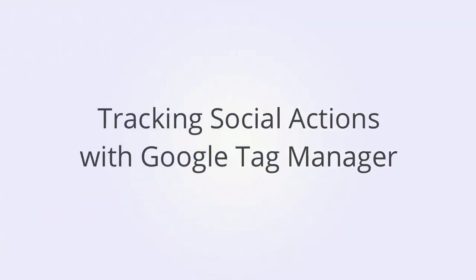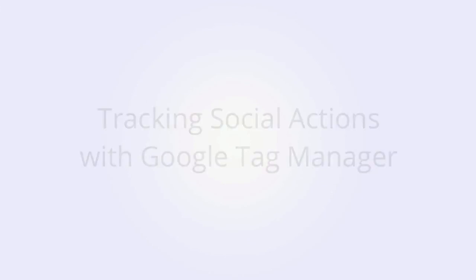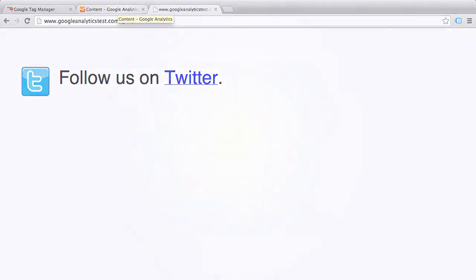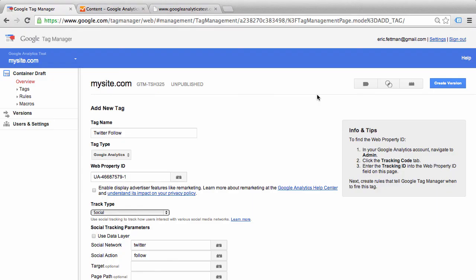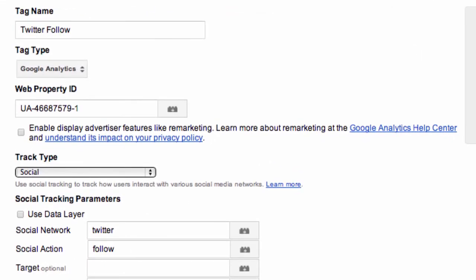Social tracking is a special form of event tracking in both Google Analytics and Google Tag Manager. Let's look at a follow us on Twitter link. The HTML for the link would look something like this. So here we're setting up our tag. Track type is social. Social network we're specifying as Twitter, social action, follow.